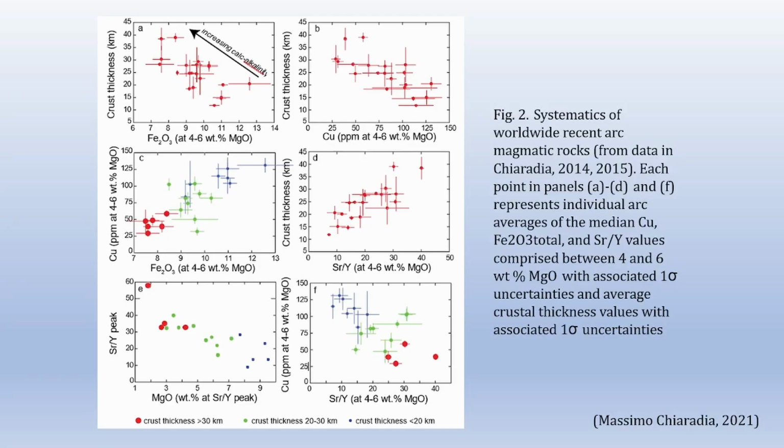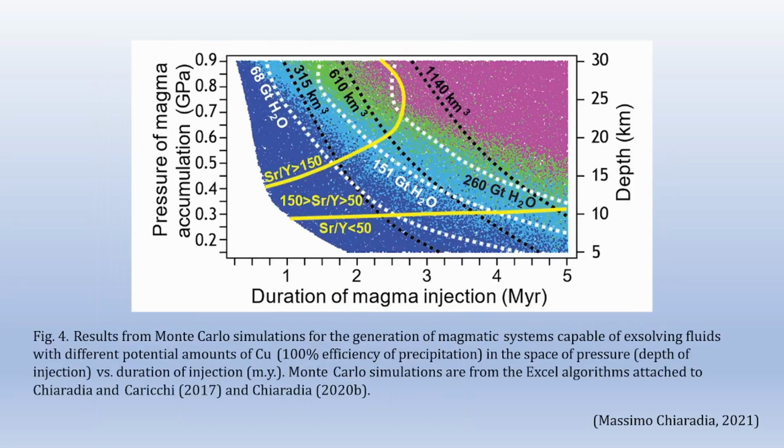So what's the sweet spot for fertility? We have intermediate magnesium or MgO, moderate Fe2O3, and we have Sr/Y ratios between 50 and 150. That's a kind of roadmap or geochemical signature for most of the productive porphyry systems.